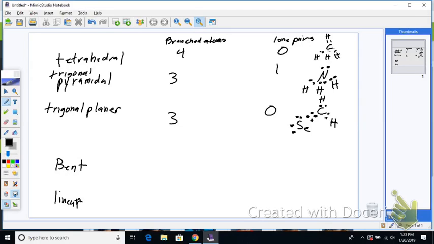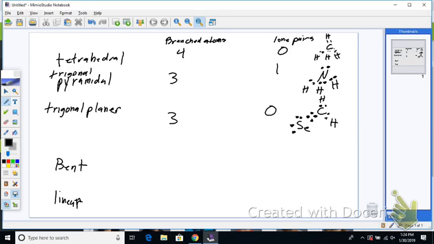Okay? So, these are all on one plane. So if we would set it down, it would look like a propeller with 3 props. Okay? And they're equal distance away from one another. So that's a trigonal planar. So, we only got 2 more shapes.